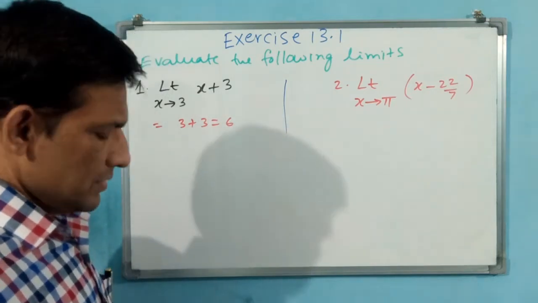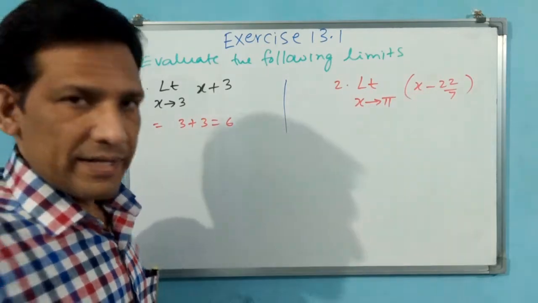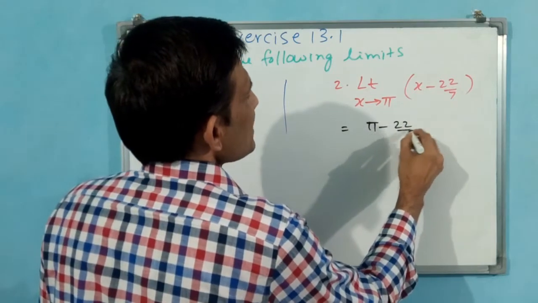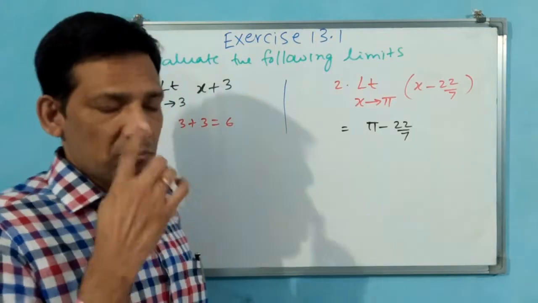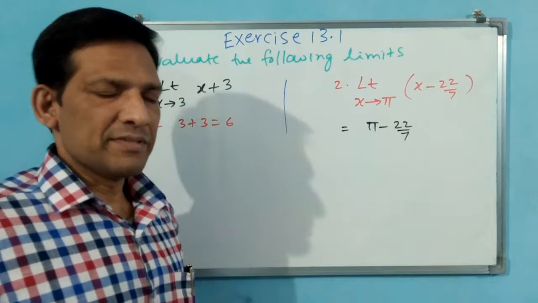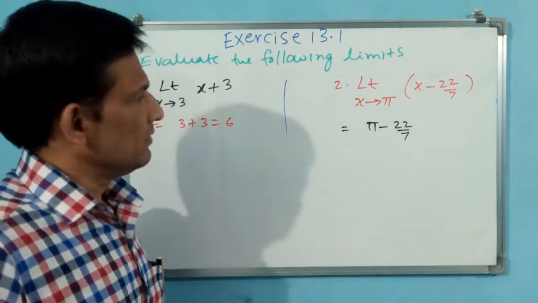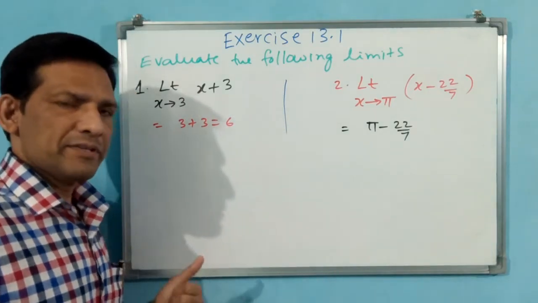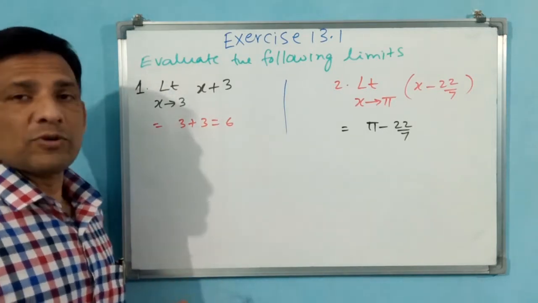Here also, you see, it is simple only. x tends to pi, you substitute pi, that is equal to pi minus 22 by 7. But don't treat both as equal. Why? Because both are not equal, they are only approximately equal, and a small difference will come. Pi minus 22 by 7 only you write and close this question. These two are very simple. I think two more questions are very simple, afterwards they have given slowly. Okay, let us go for the third question.